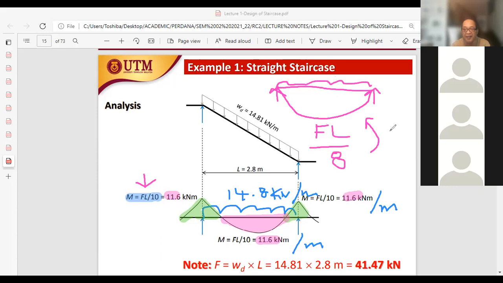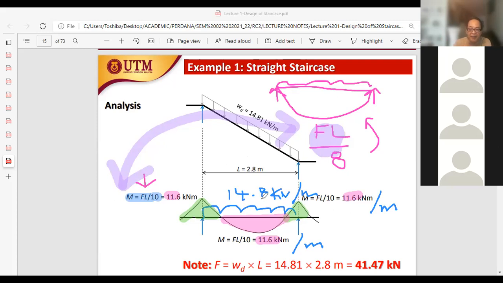The bending moment for a continuous case is FL/10. So you have only these two values that you need to remind yourself of. One is FL/8 and the other is FL/10. It depends on whether it is a continuous or a simply supported case. Whatever it is, the bending moment can be obtained by using these two equations. FL/10 is to be used for continuous cases, whereas FL/8 is for simply supported cases.